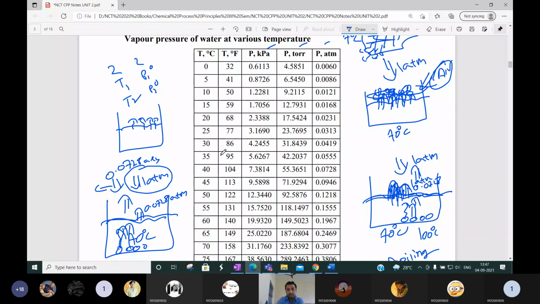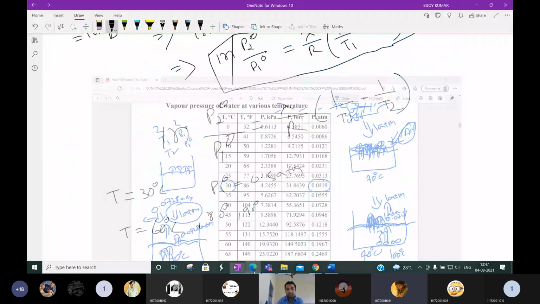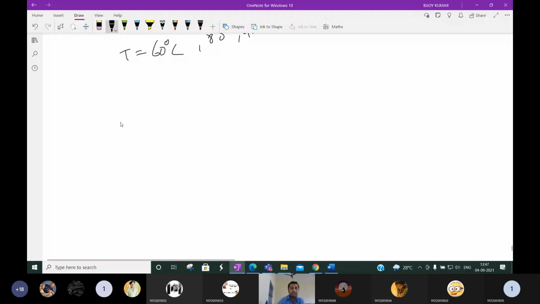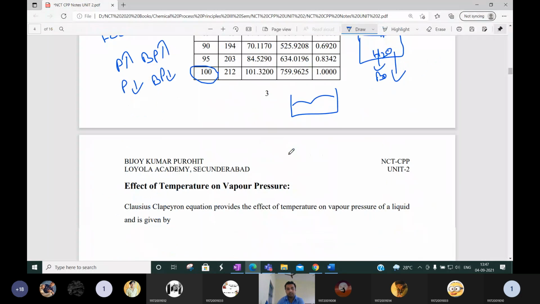Suppose we have water at 30 degrees centigrade. What is the vapor pressure? This one, 0.0419. So let us write it: at 30 degrees centigrade, the vapor pressure of water, P10, is 0.0419 atmosphere.